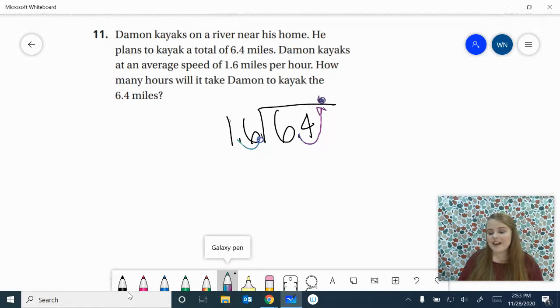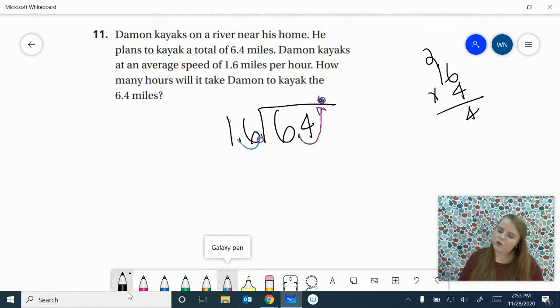All right, let's go ahead and solve it. 16 is close to 20, and 20 times 3 is 60. Let's try 16 times 4. 6 times 4 is 24. 4, 5, 6. There it is. It will take him 4 hours to kayak the 6.4 miles when he goes 1.6 miles per hour.